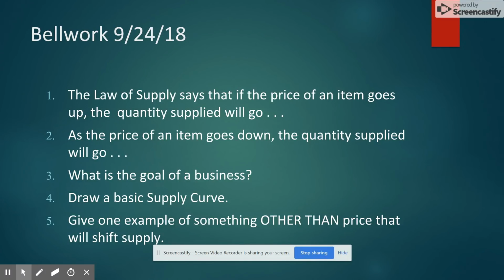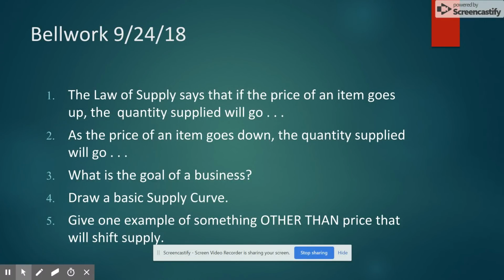All right, so number 1, the law of supply says that if the price of an item goes up, the quantity supplied will go... The answer would be up, because remember, the law of supply says that price and quantity are parallel. They have the same direction. As the price of an item goes down, then the quantity supplied will go down.